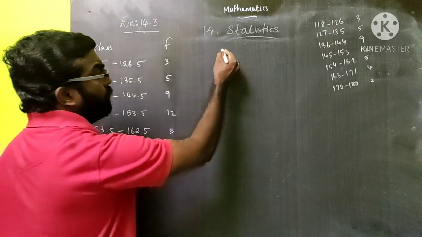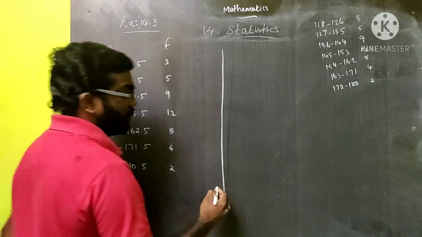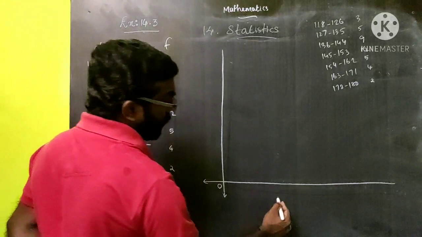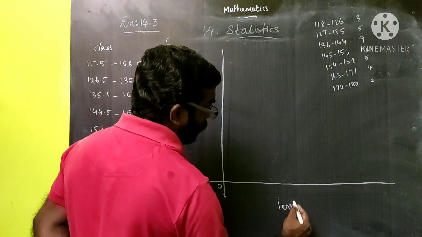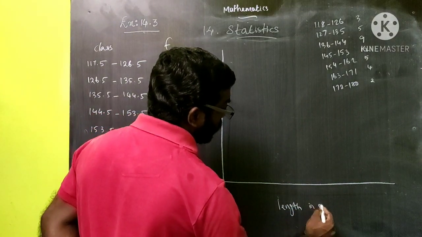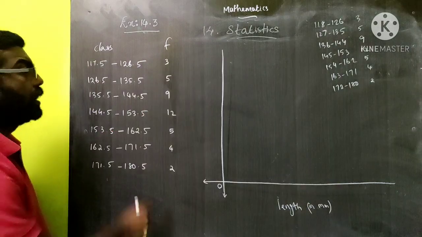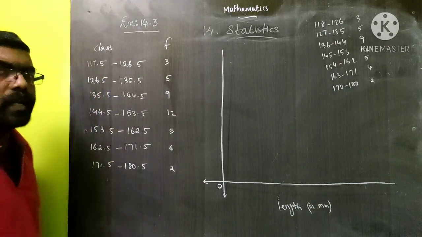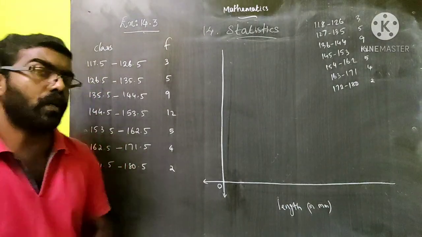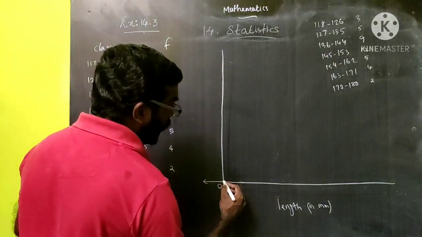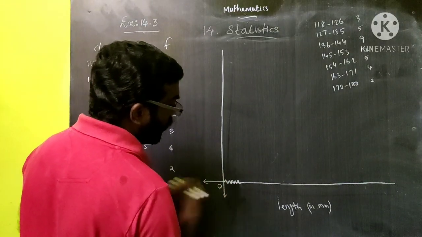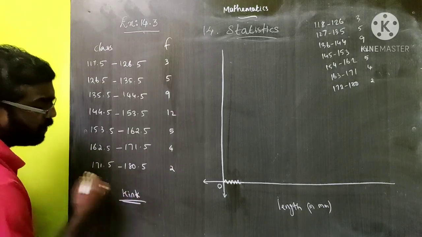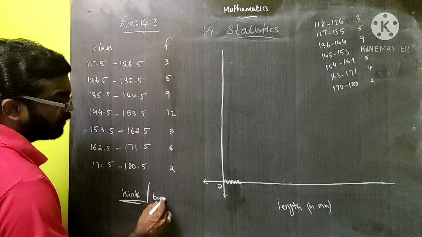Now we can draw the graph, the histogram. First we draw the x-axis and y-axis. On the x-axis we mark the length of the leaves in millimeter. Here the first class interval doesn't start with 0. It starts with 117.5. So we show it on the x-axis by drawing a kink, or break, on the x-axis.